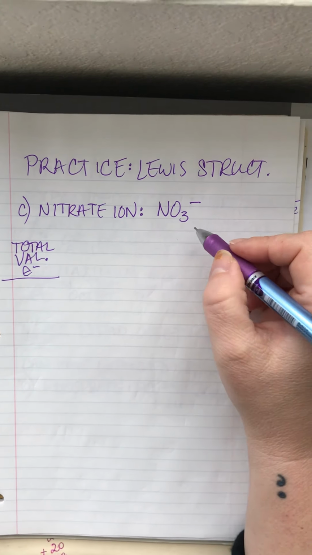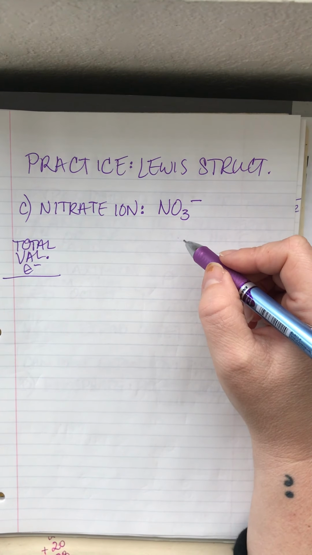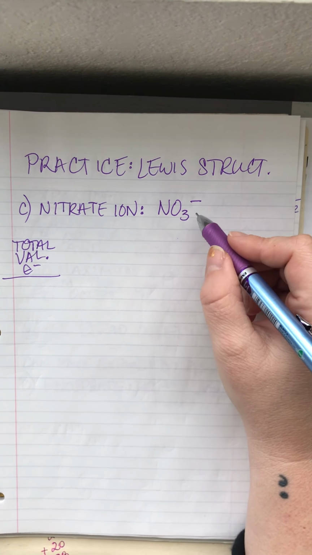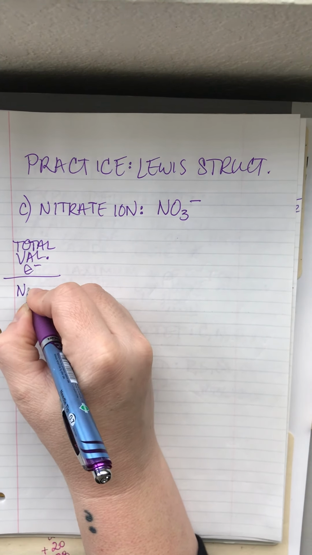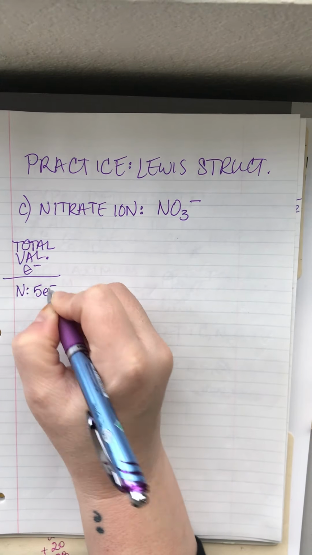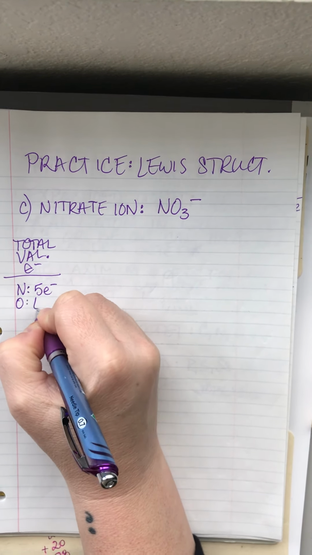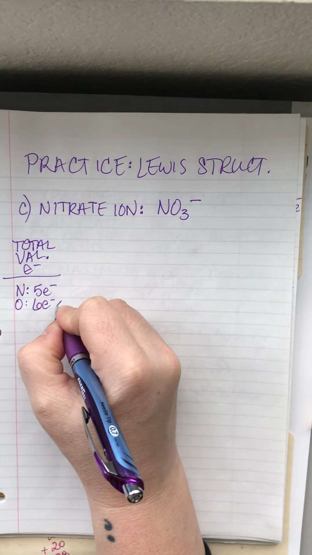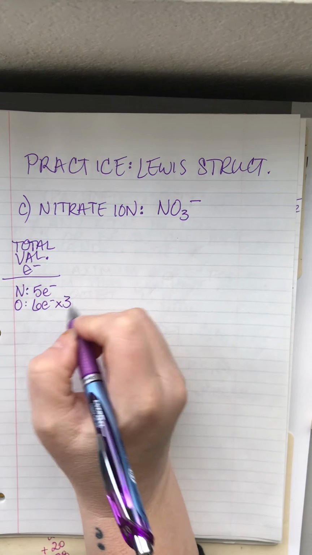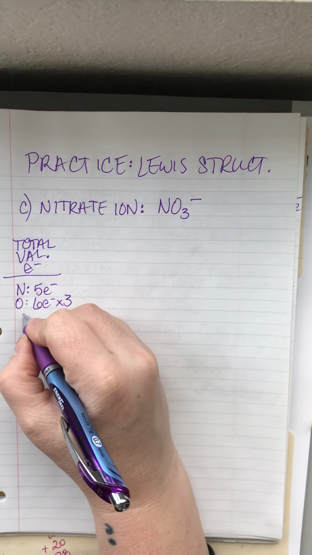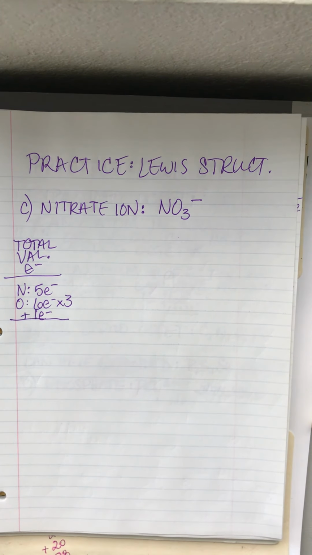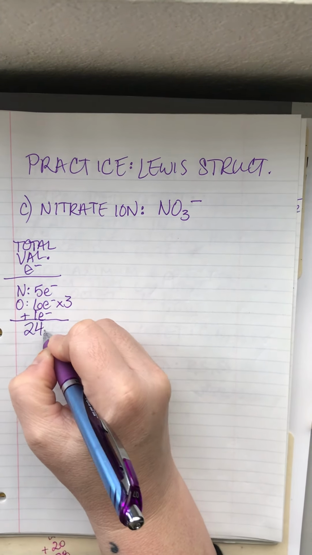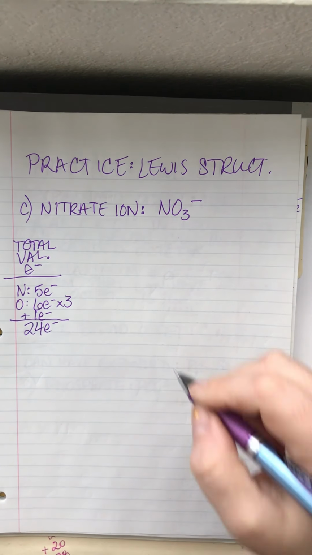Next up, let's do the nitrate ion. So nitrate, NO3, with a negative charge. Nitrogen comes to the table with 5 electrons. Oxygen comes to the table with 6 electrons, and there are 3 of them. And we know the negative charge means that we have 1 extra electron. So, again, we have a total of 24 electrons.